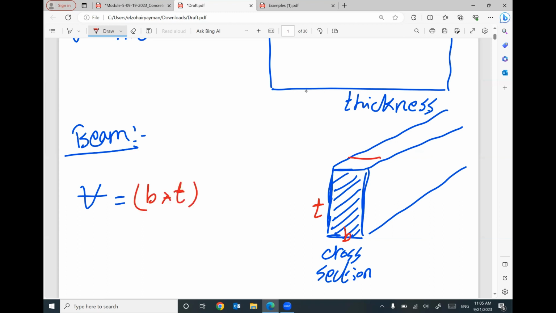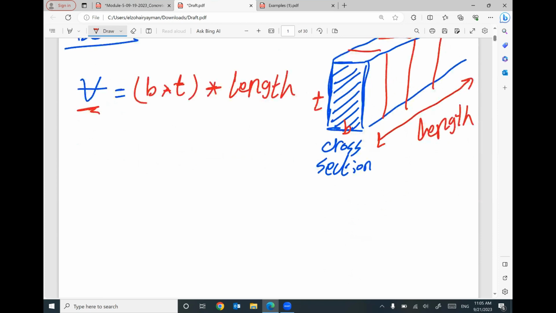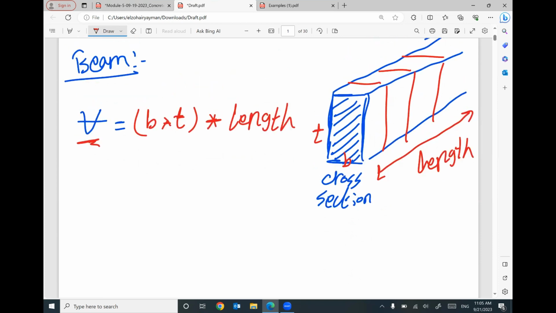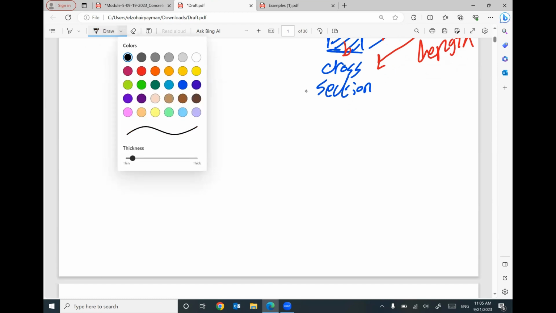And this cross section is constant throughout the length of your beam. So if you multiply this cross section area by the length, be careful about the units. All of them must be the same: all of them inch, all of them feet, all of them meter, millimeter, whatever. But all of them the same unit. You can figure out the volume of your beam. But be careful if this beam is attached to a slab, like this one.